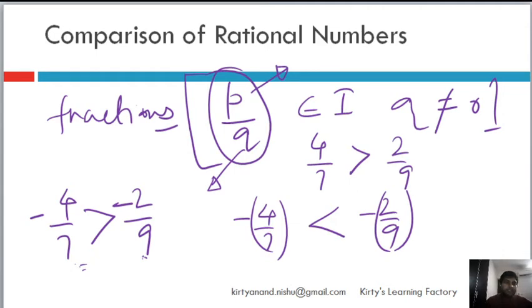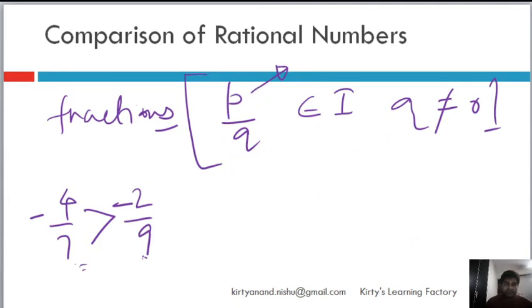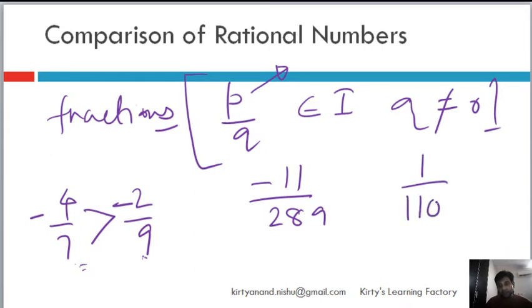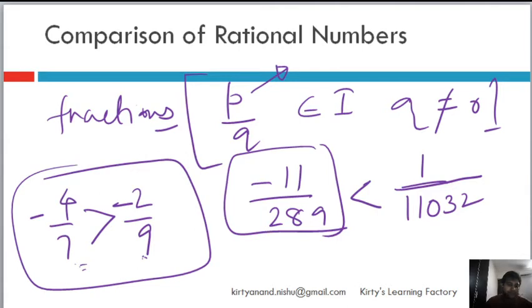Now the third case is where a negative rational number is compared with a positive rational number. In that case, do we even need to do any maths? Let's say there is a negative rational number of minus 11 by 289 and another rational number of 1 by 1132. Do we need to do any math? No. Negative as it is, it will be smaller because this is positive. We only need to do math when both are positive or when both are negative. So I hope it is clear, comparison of rational numbers.